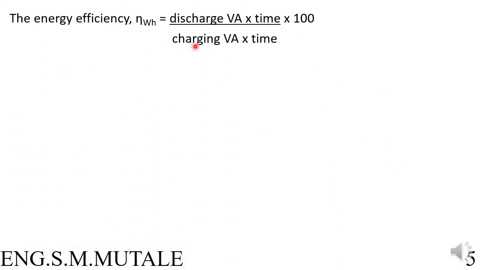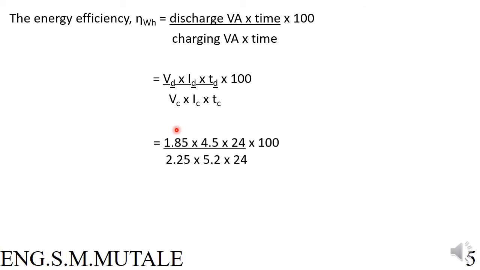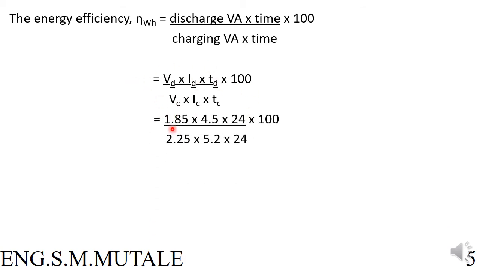So for the energy efficiency, the formula is discharge voltage times current times time divided by charging voltage times current times time, which is presented by that formula. And then these were given in our data. When you substitute, you are going to have that.